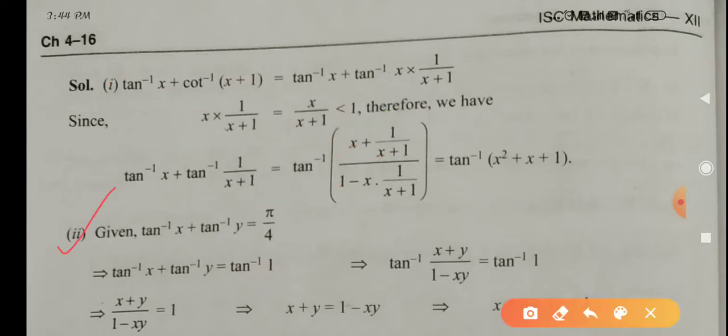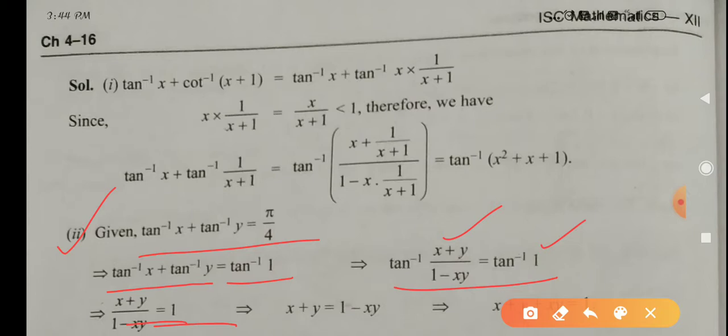in the second part it is given tan inverse x plus tan inverse y equals pi by 4. Pi by 4, you know, is the value of tan inverse 1. When I explained in the last video and solved the previous questions with the help of that property, tan inverse 1 equals pi by 4. Now here you can apply the formula: tan inverse x plus tan inverse y, that is tan inverse of (x plus y) upon (1 minus xy), equals tan inverse 1. Now on making comparison, (x plus y) upon (1 minus xy) equals 1, you can see here.